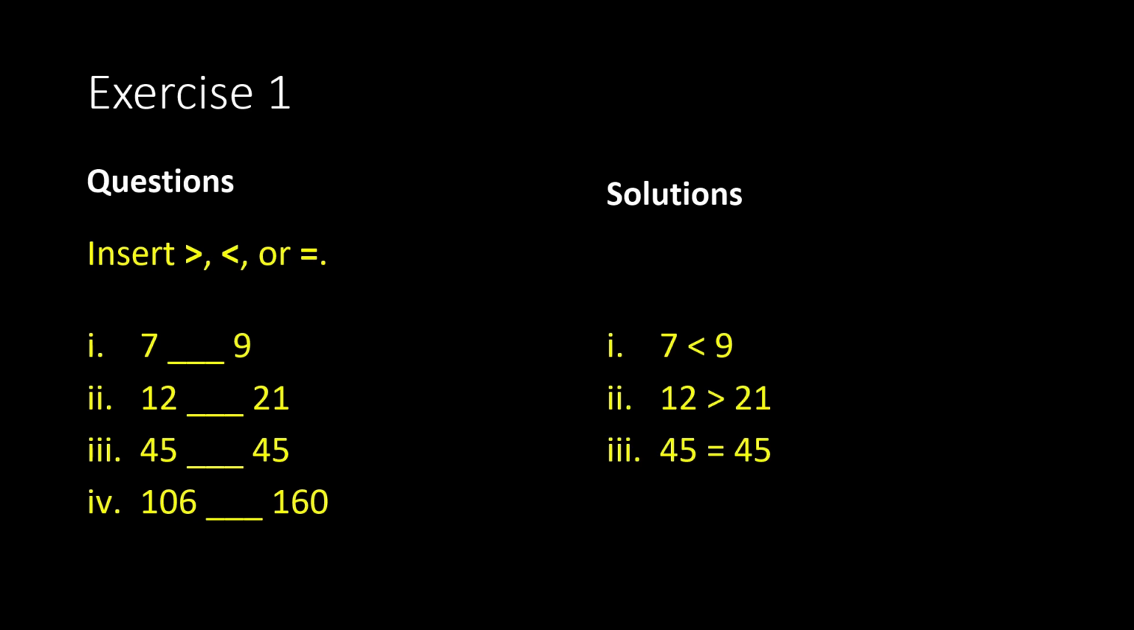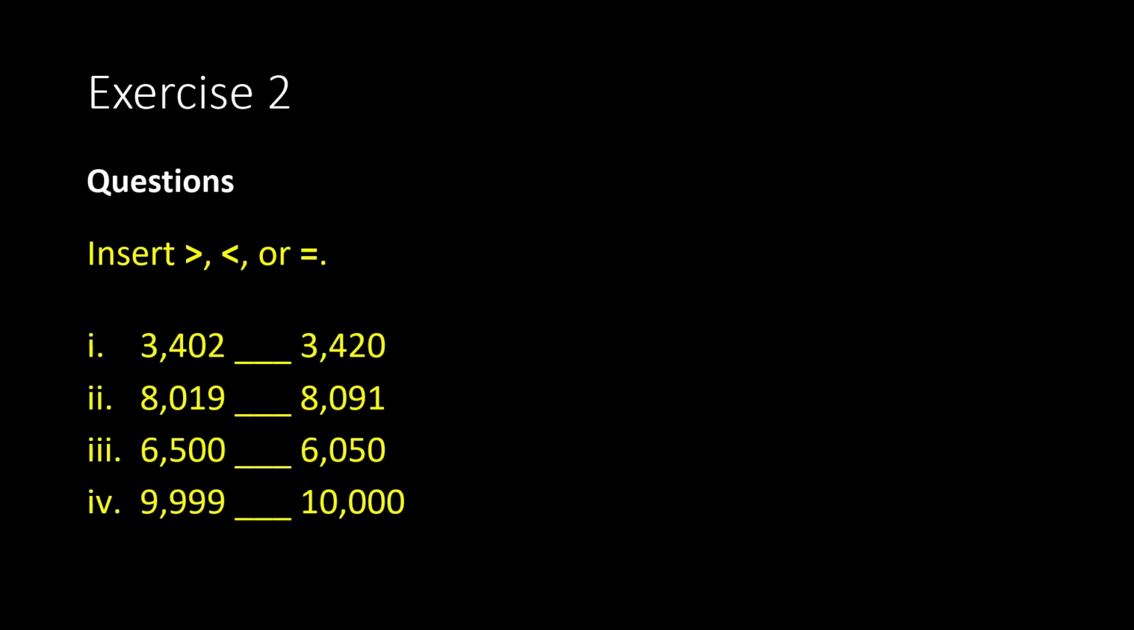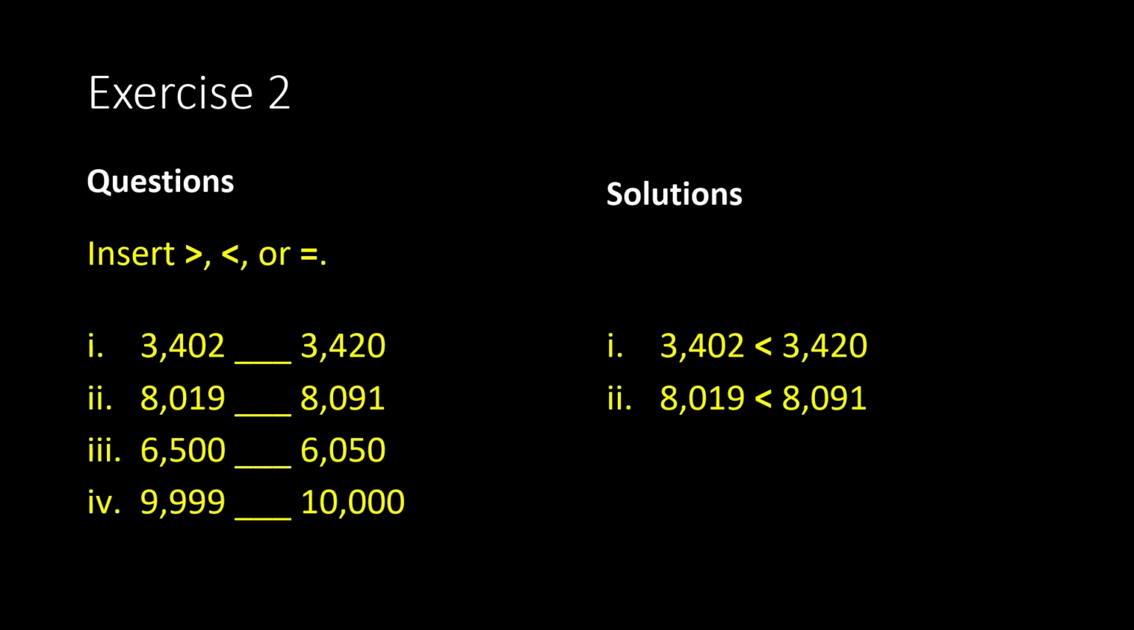Now pause the slideshow and have a go at these exercises. Again, you're required to insert the correct symbol greater than, less than, or equal to. The solutions will be released one at a time so you can check your answers as you go along. Do pause the slideshow whenever you need to. Notice in part 4 that 10,000 has more digits, which immediately tells us it is larger.